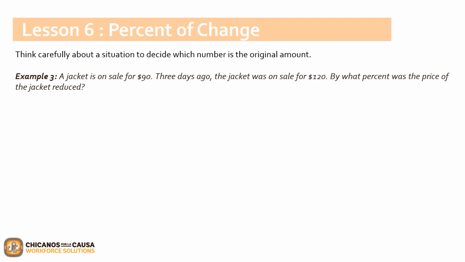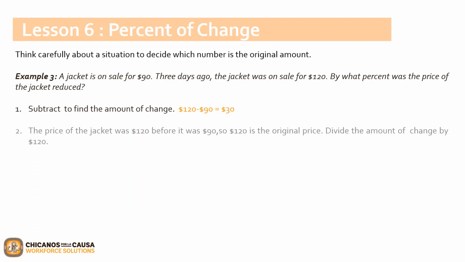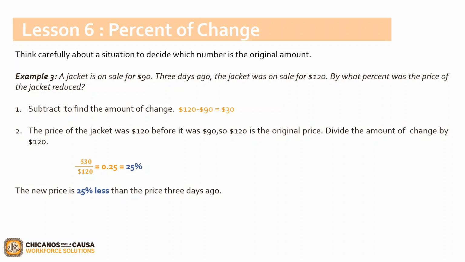To solve and answer example 3, we'd first subtract to find the amount of change, which would be $120 minus $90, which equals $30. Second, the price of the jacket was $120 before it was $90. So $120 is the original price. Divide the amount changed by $120. We have $30 over $120, which equals 0.25, which gives us our answer: the new price is 25% less than the price 3 days ago.